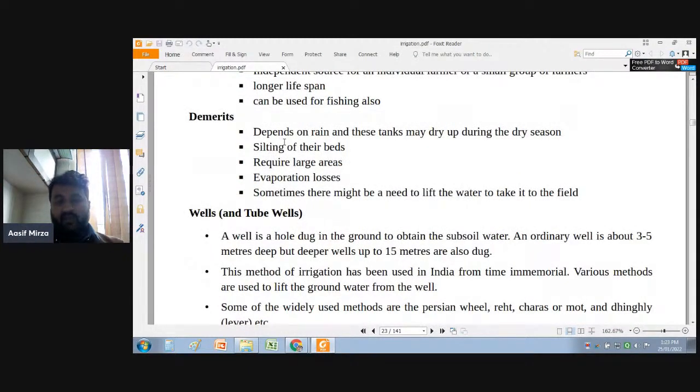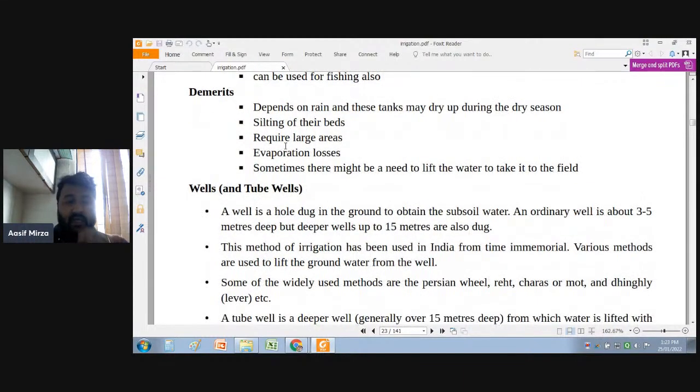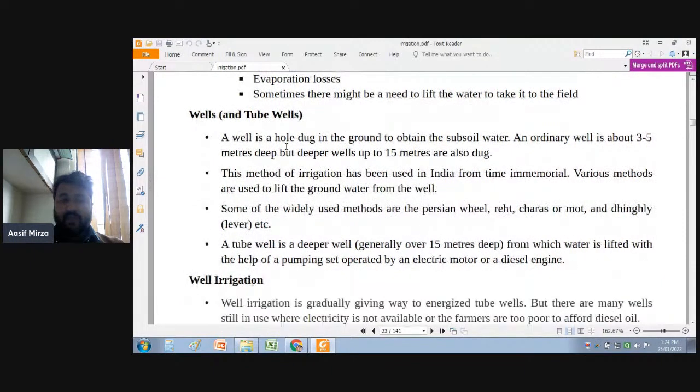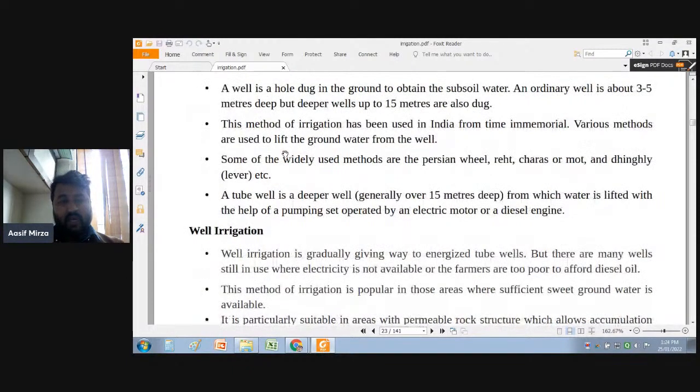This method of irrigation has been used in India from time immemorial. Various methods are used to lift the groundwater from the well. Some of the widely used methods are the Persian wheel, rahat, charas or mot, and Dhingli lever, etc. A tube well is a deeper well, generally over 15 meters deep, from which water is lifted with the help of a pumping set operated by an electric motor or a diesel engine. So we will talk about these well irrigations.